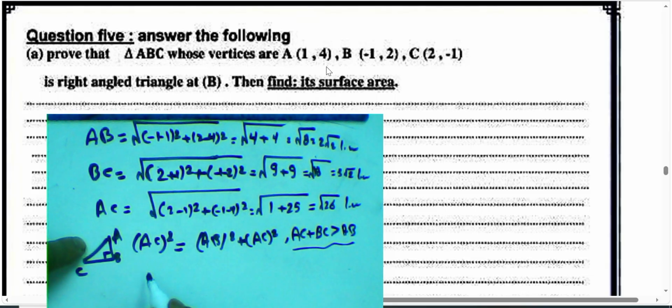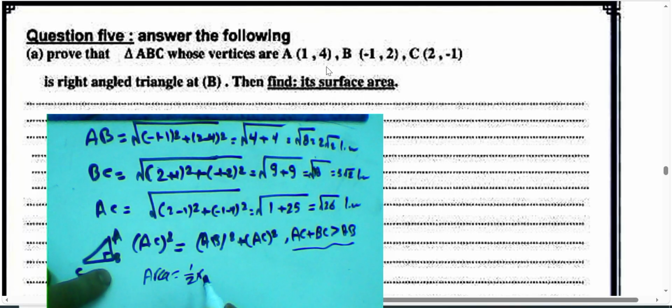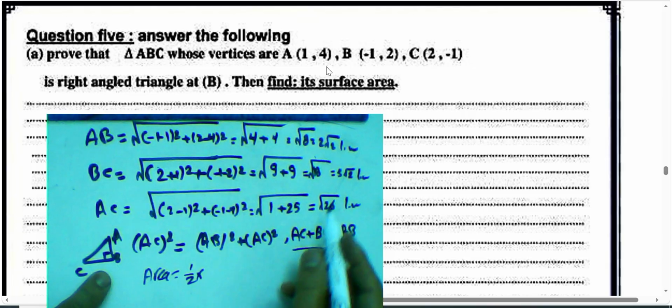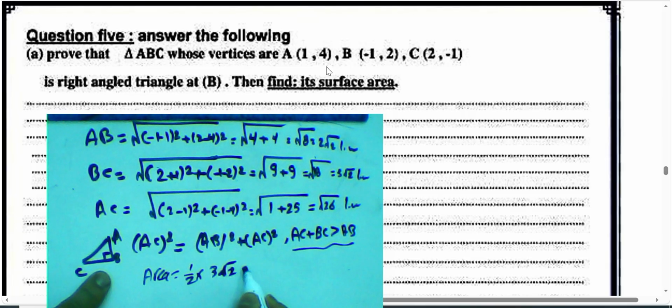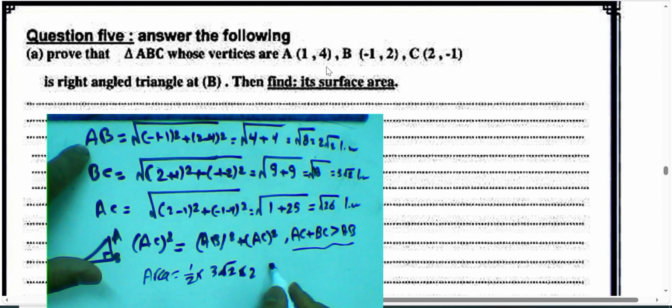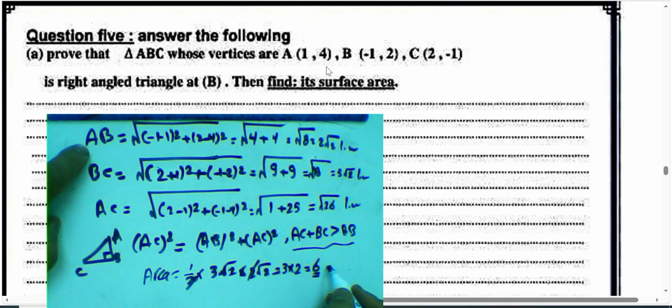Then you can find the area. You want to find the area. Area equals half times base times corresponding height. The base here was CP. CP here was 3 root 2, multiplied by height. Here EP was 2 root 2. We can cancel 2 by 2, and 3 multiplied by root 2 times root 2 equals 2. Then the result will be 6. And the area will be 6 square units.